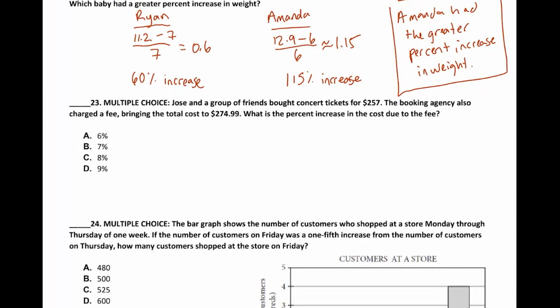So we'll calculate this just like we did the last 10 or so problems. We've got the new cost, $274.99, minus the old cost. This gives us our numerical change. Oh, nope, that should be a 7. Divided by the original cost. So here we get 0.07, which is equivalent to 7%.